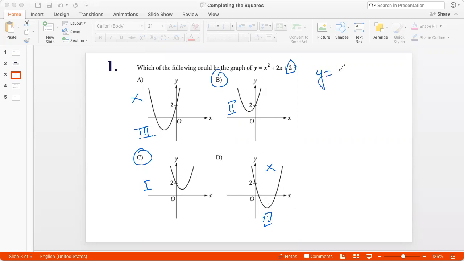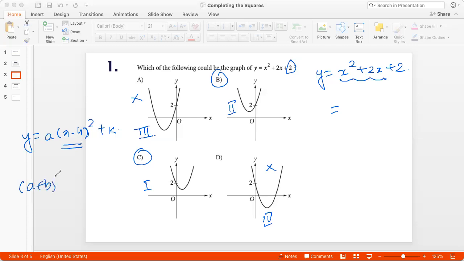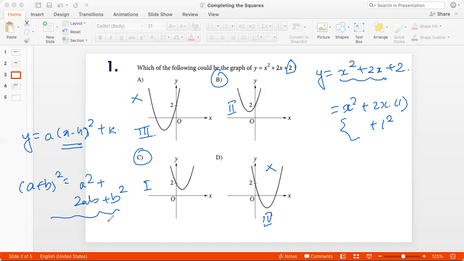So how can I change this equation to the vertex form? Remember that the vertex form was a(x − h)² + k, which means I have to get a square of (x − something) or (x + something). So how can I make a square out of this? Remember that (a + b)² is a² + 2ab + b². So if I write x² as x², and 2x as 2x × 1, and I add the square of 1, then these three terms look similar to the three terms on the right: x² + 2x × 1 + 1².